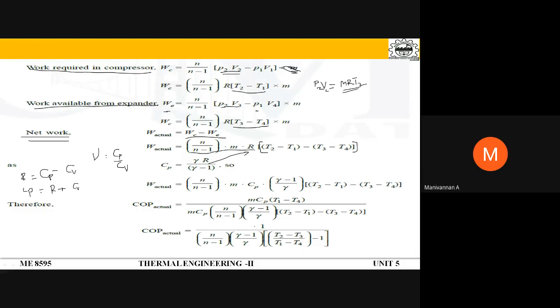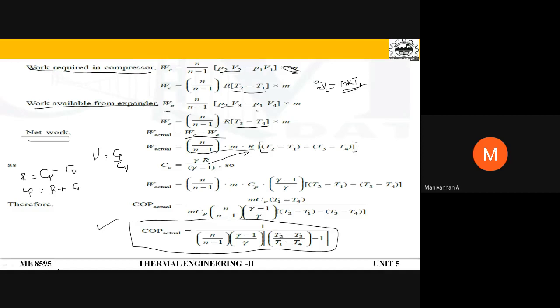Then finally, if you simplify this one, you will get my actual COP of a reversed Brayton cycle will be 1 by n minus 1 into gamma minus 1 by gamma. So when you divide this, you will get T2 minus T3 divided by T minus 1 minus 1. So this is the actual coefficient of performance of a reversed Brayton cycle.